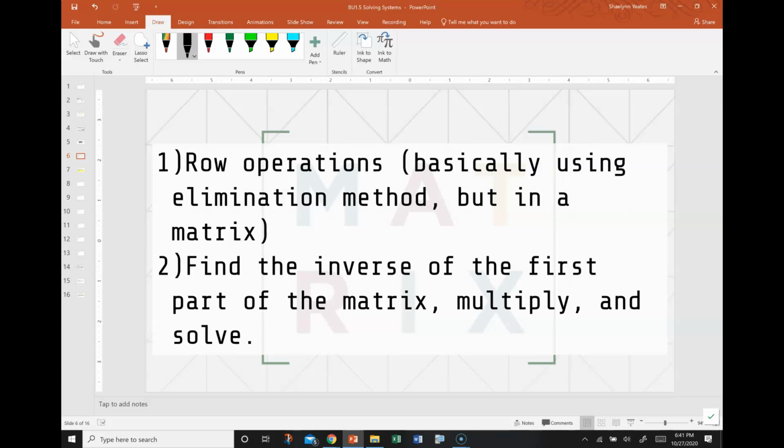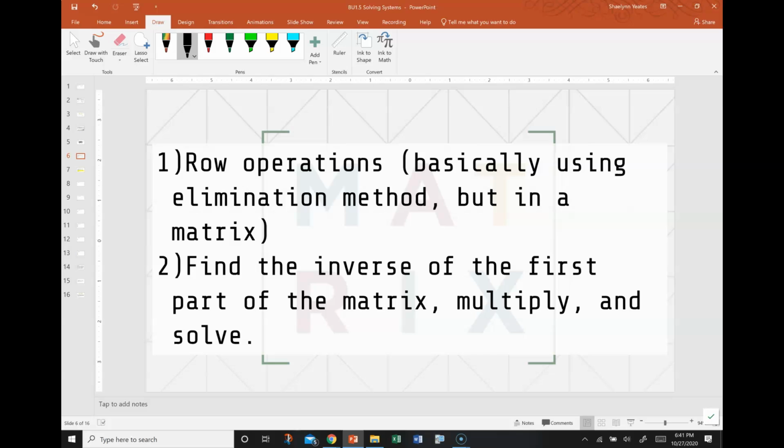Okay, there are two ways to solve a system using matrices. One is called row operations. It's basically using the elimination method, but doing all of the work in a matrix. And it's actually kind of cool, but I'm not going to make you do it. Because you guys overcomplicate it, and you already have a method that does the exact same thing. It's just elimination. That's it. You know how to do elimination. If you need a refresher, go back and look at it.